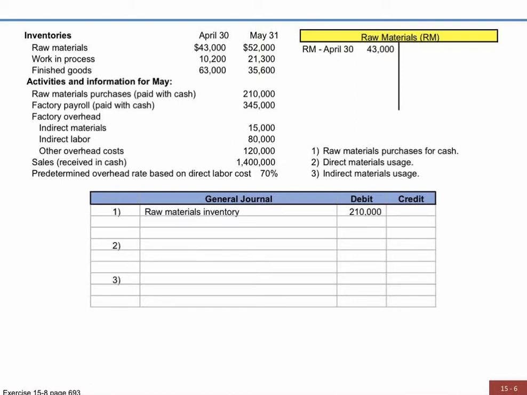So we're going to debit inventory specifically. We're going to debit raw materials inventory by the $210,000, and then we're going to credit cash by that same $210,000. And that's going to be our first journal entry.